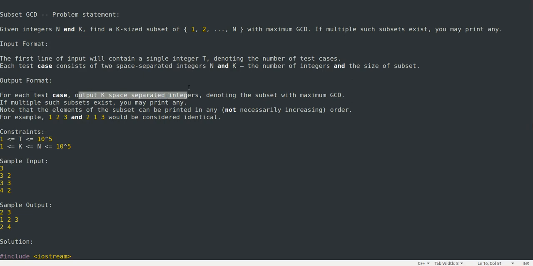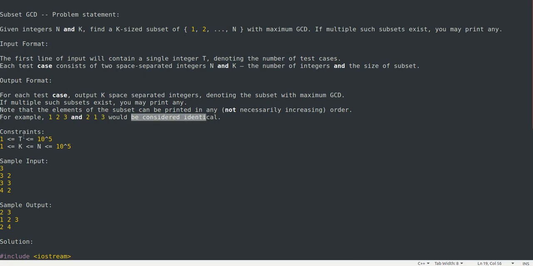For the output format, they have given that for each test case we have to print k space separated integers, which is nothing but the k sized subset of the set having numbers from 1 to n, with maximum GCD. Again, if there are multiple such subsets, then we can print any of them. One more point is that the elements of the subsets can be printed in any order. For example, 1 2 3 is the same as 2 1 3, so they are considered identical.